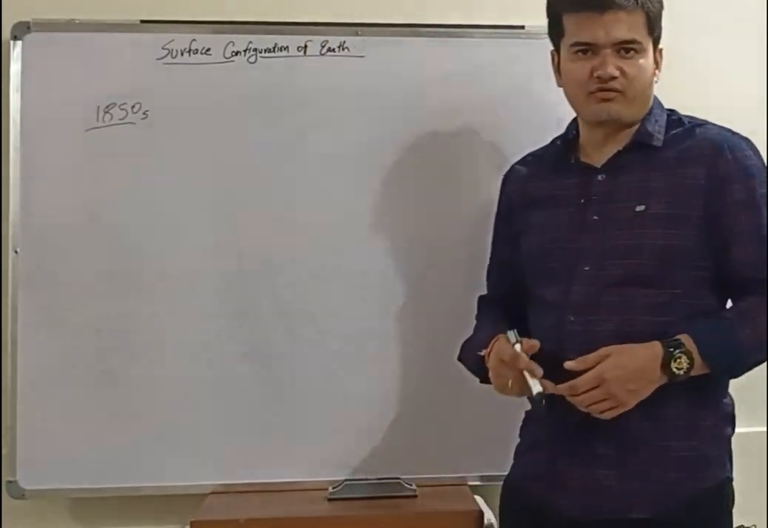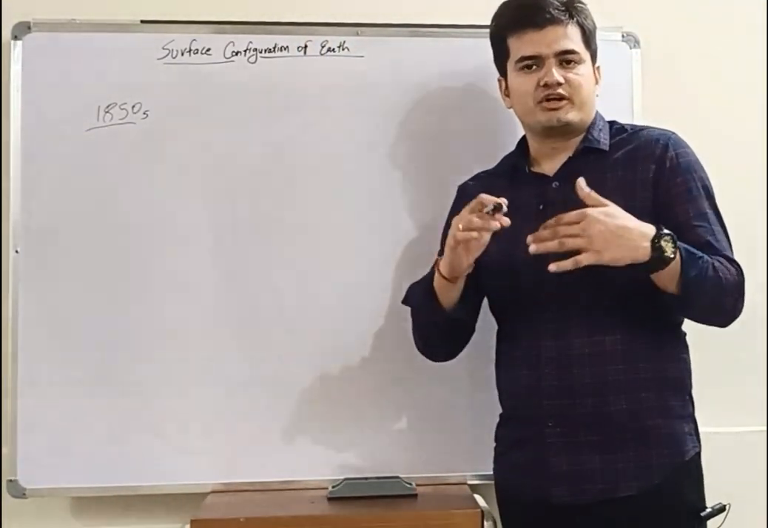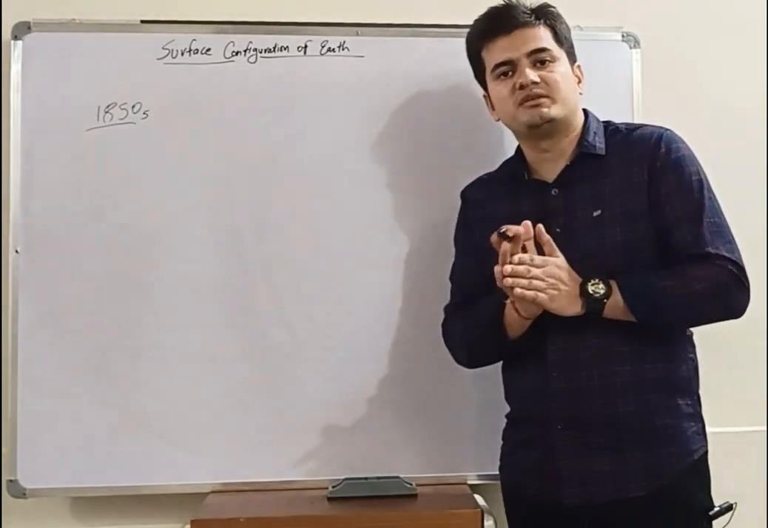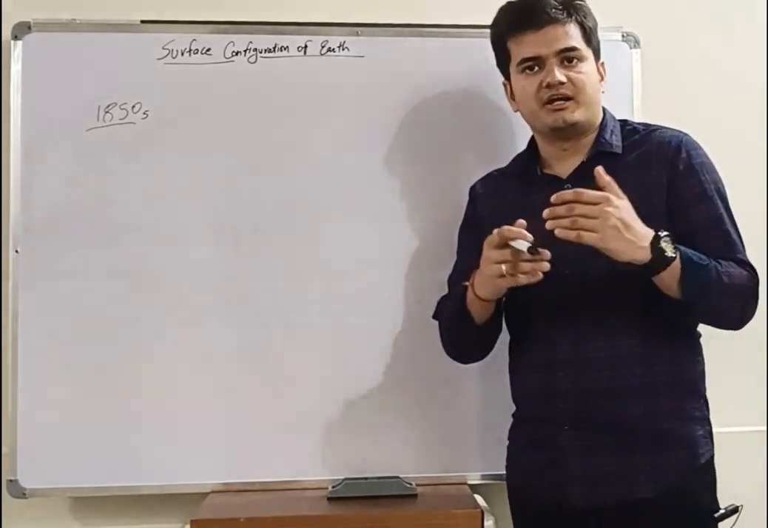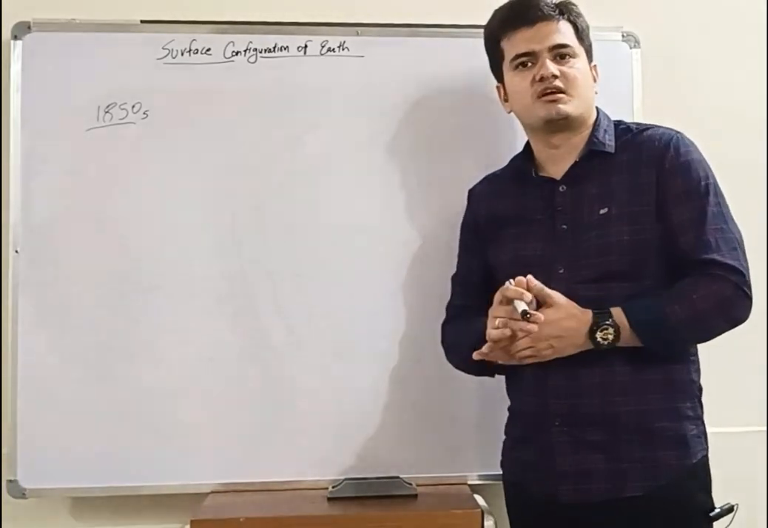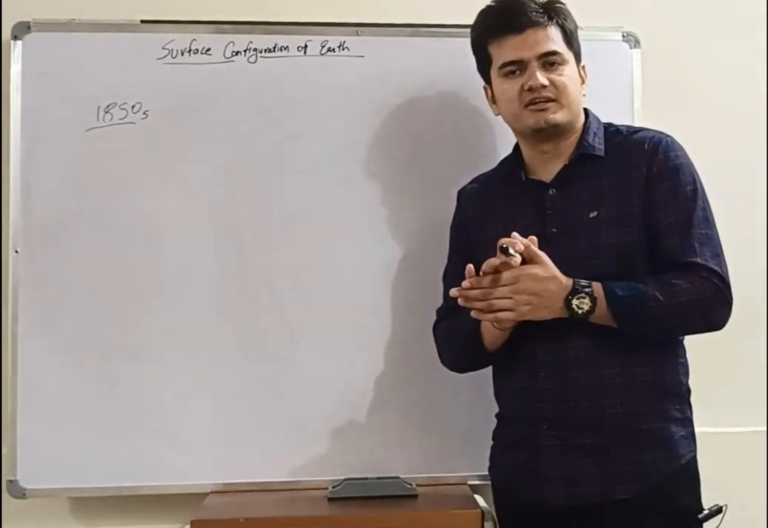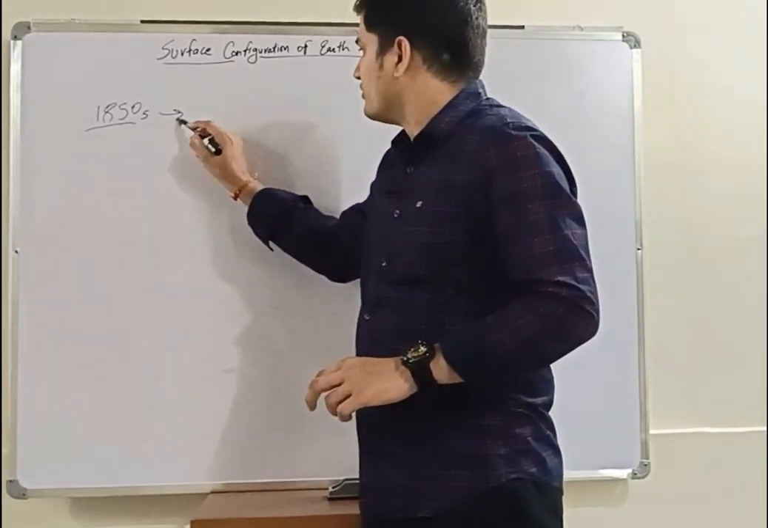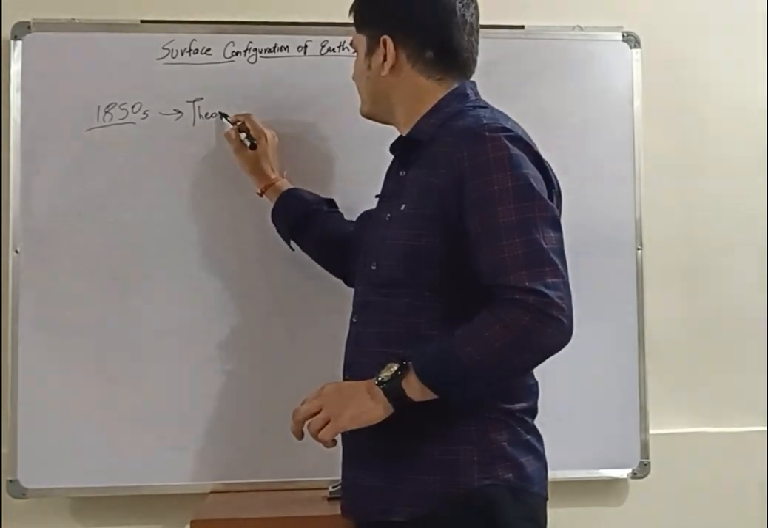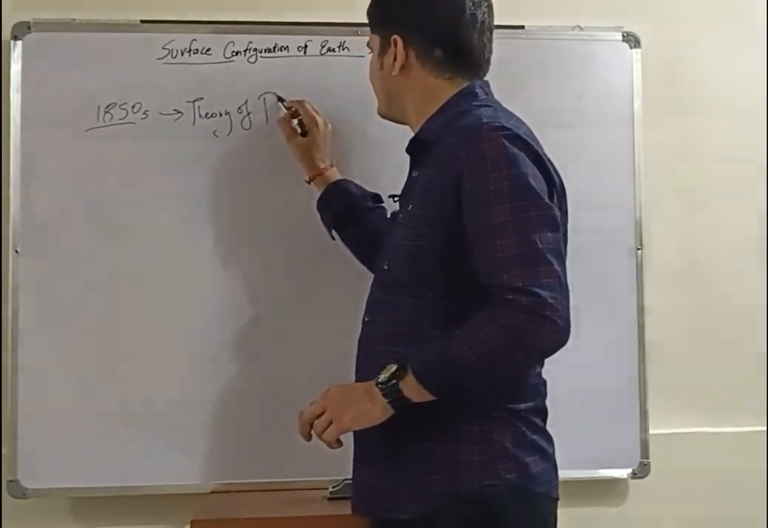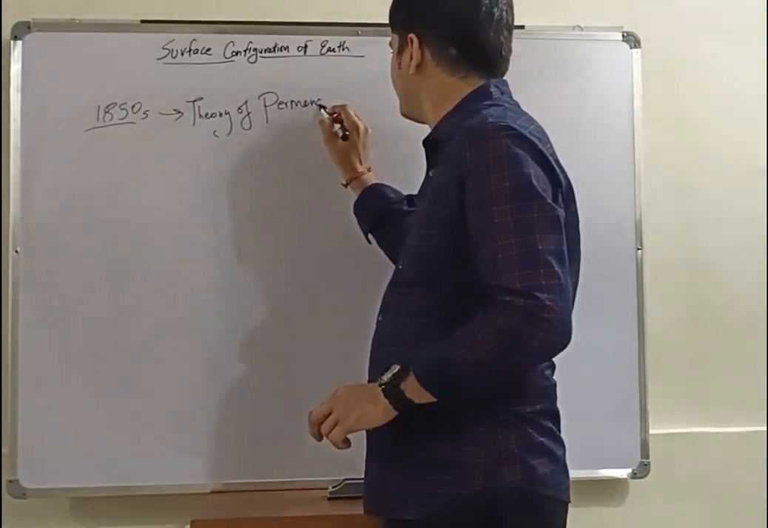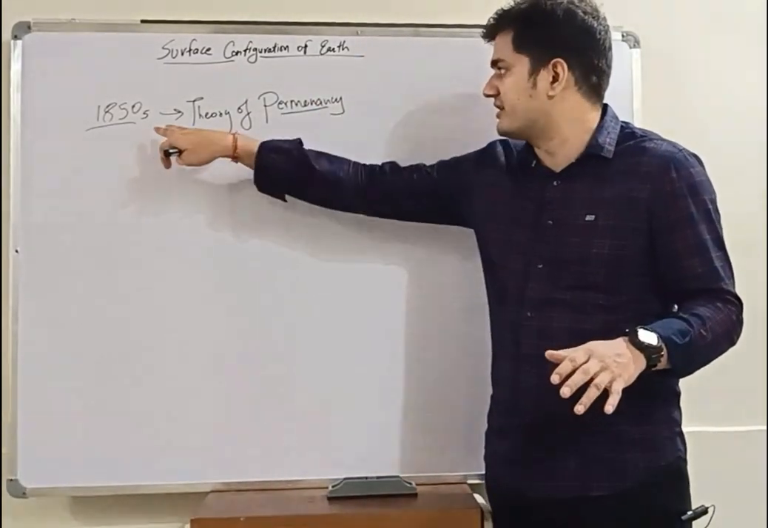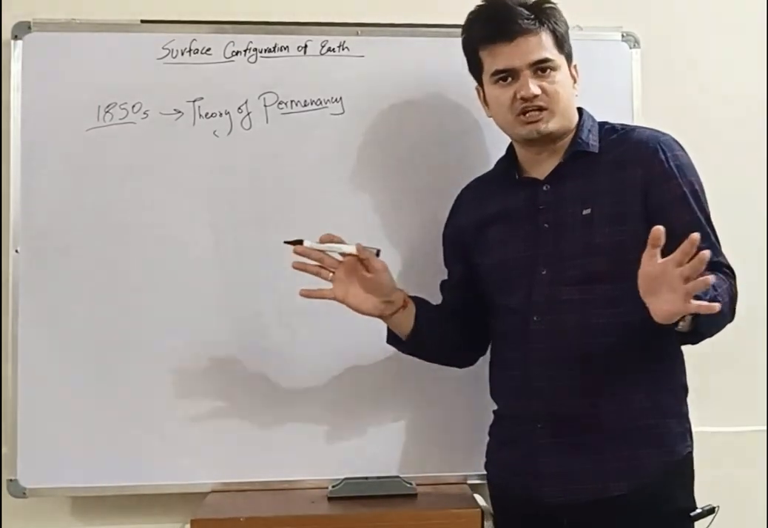All the scientists and the geographers and the people believed that whatever lies on the surface of Earth was as it is, and never changed from the evolution of Earth. That means from the beginning of the Earth till the 1850s, whatever landform we see at that time was never changed, never evolved. And this concept was known as the theory of permanency. So whatever landform we see at that time was permanent and never got changed, never evolved.